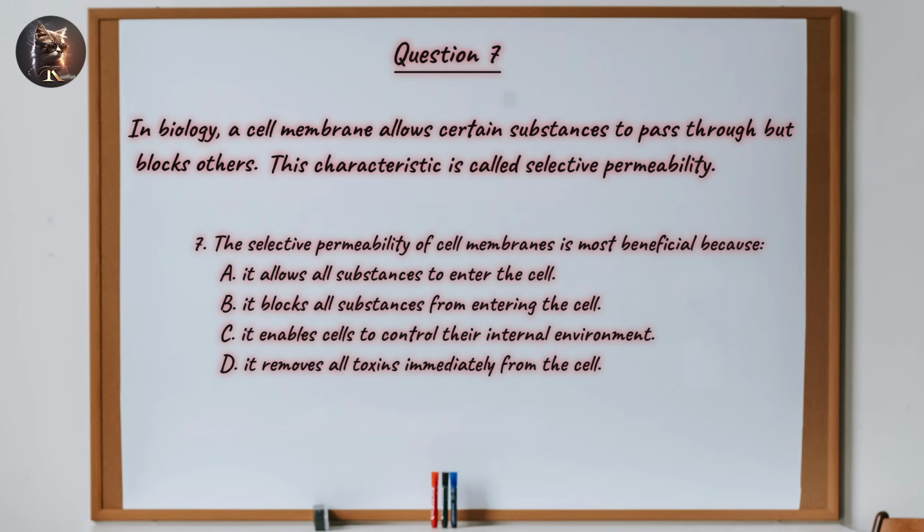Option B says it blocks all substances from entering. Think about this for a moment. If the cell blocked everything, even essential nutrients couldn't get in. That wouldn't be helpful either because cells need certain materials to survive. Option B doesn't work either.